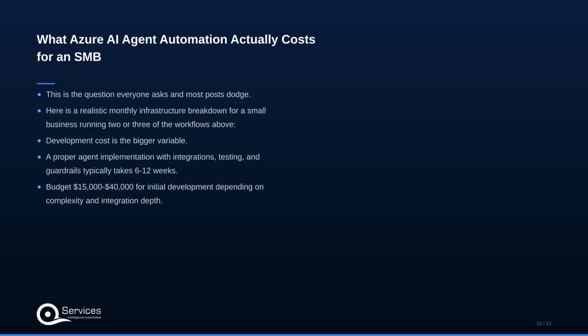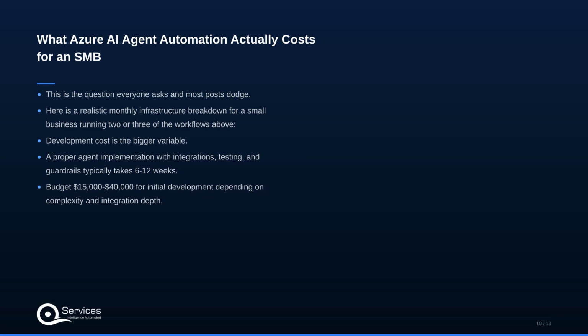A proper agent implementation with integrations, testing, and guardrails typically takes 6 to 12 weeks. Budget $15,000 to $40,000 for initial development depending on complexity and integration depth. Off-the-shelf Copilot Studio solutions cost less to build but offer less control over behavior, data routing, and cost.